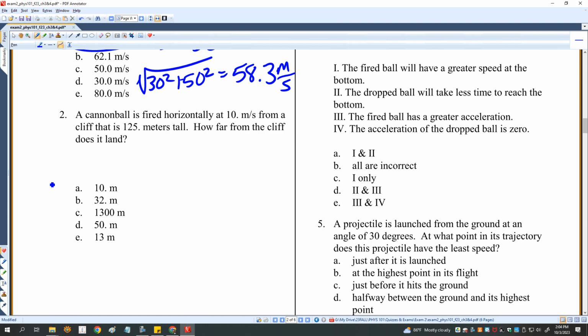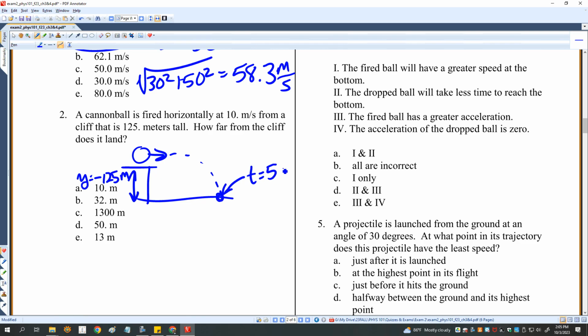Okay. A cannonball is fired horizontally at 10 meters per second from a cliff that's 125 meters tall. How far from the cliff does it land? So very similar problem. In fact, you could have used some of your work from the previous problem because it's the same height of 125 meters. That is, the y displacement is negative 125. I know from the previous problem that the time right here is equal to 5.0 seconds. And I want to know what is this distance, x.